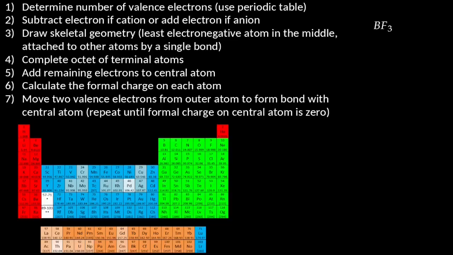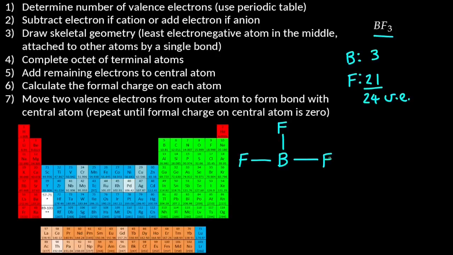Let's draw the Lewis diagram for boron trifluoride. So we first determine the number of valence electrons for each element. So 3 for boron and 7 for each fluorine. So that gives a total of 24 valence electrons. And now we draw the skeletal geometry of the molecule with the least electronegative atom in the middle. So each bond takes up 2 electrons. And now we complete the octet of the terminal atoms. So we need to add 6 valence electrons to each fluorine.